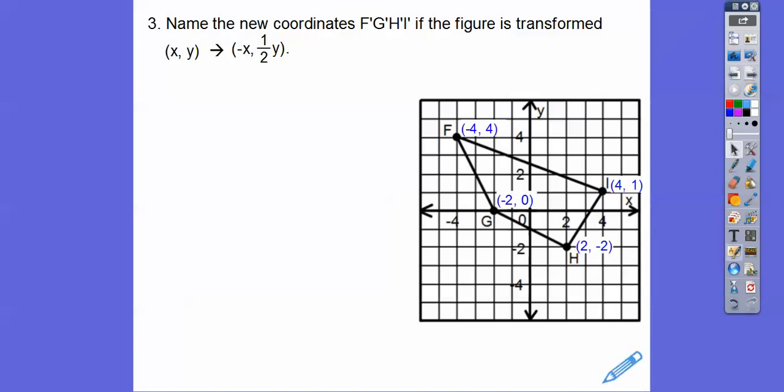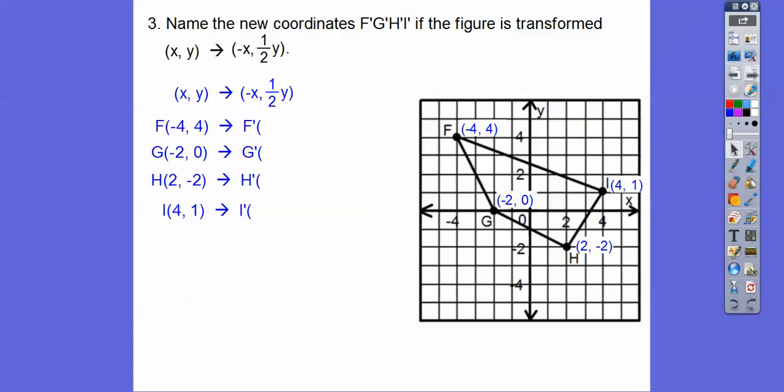Now we're going to do all of these movements. We're going to change the sign of the x coordinates and then take half of the y coordinates, okay? So all of these points right here, that's what we're going to do to all of them. All right, let's do the x's first. We're going to just change the sign. So negative 4 becomes positive 4. Negative 2 becomes positive 2. Negative 2, negative 4. Okay, so that's the new x coordinates right there.